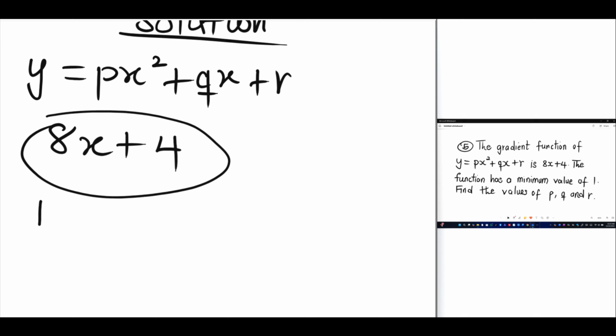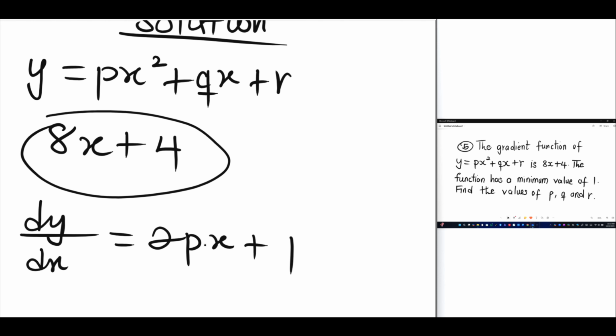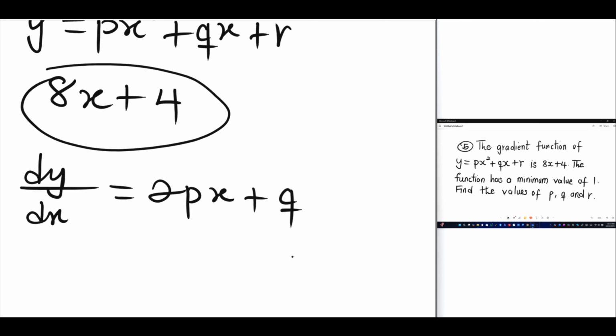All right, so dy/dx will give us 2px plus q, and r becomes 0 because r is also a constant. There's no x over there, so you consider it as a constant term.